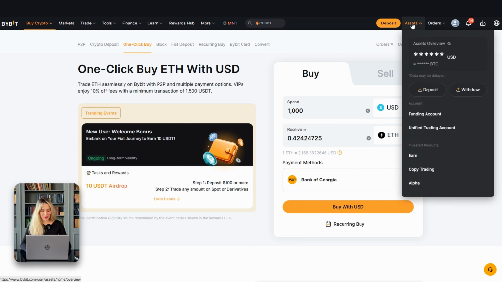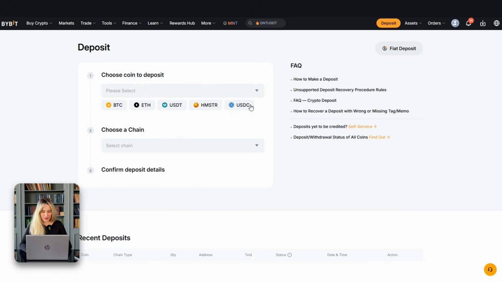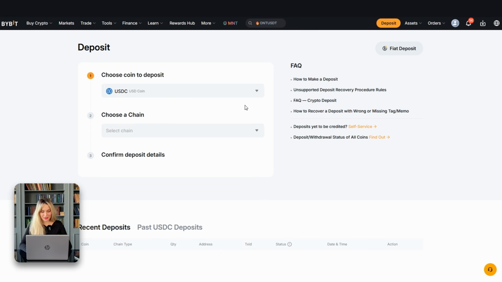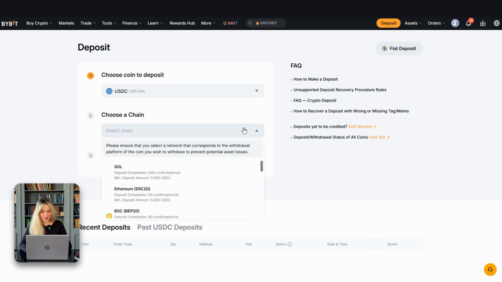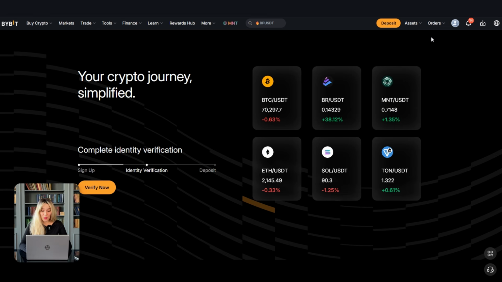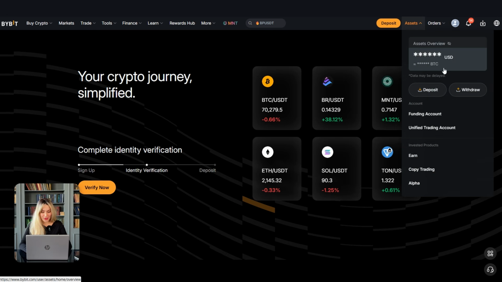Alternatively, you can deposit crypto. Go to Assets, Deposit. Choose your coin, for example, USDC. Select the network carefully. This is critical. If you choose the wrong network, your funds can be lost. Copy the address or scan the QR code and send your funds. Once confirmed, your balance will appear.